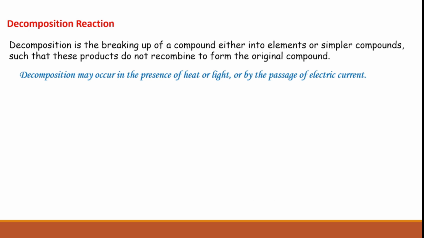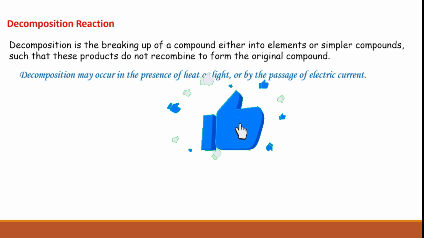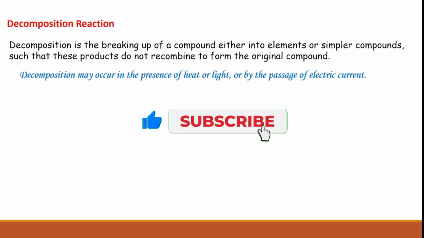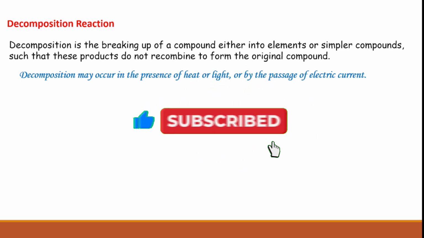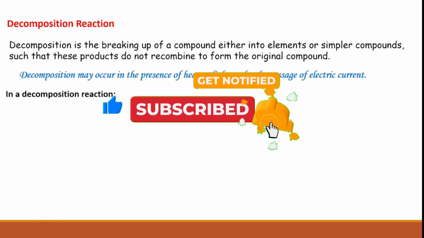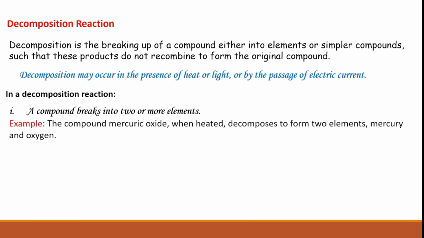This decomposition may occur in the presence of heat, light, or by passing electricity. So these are needed so that a decomposition reaction may occur. It may be heat, it may be light, or it may be the passing of electricity. In a decomposition reaction, we have to see what happens in different types of decomposition reaction. In the first type, a compound breaks into two or more elements.